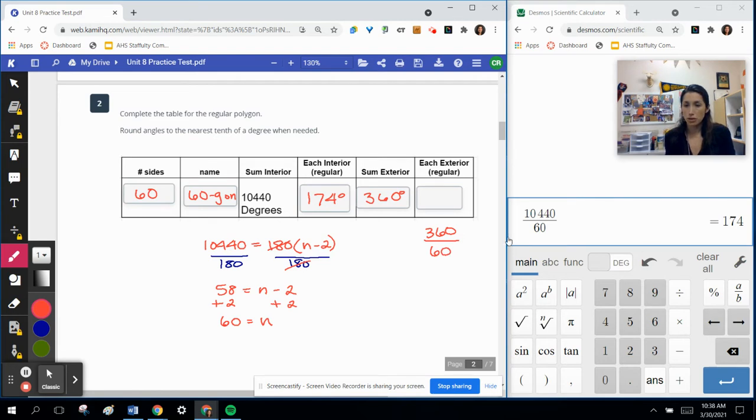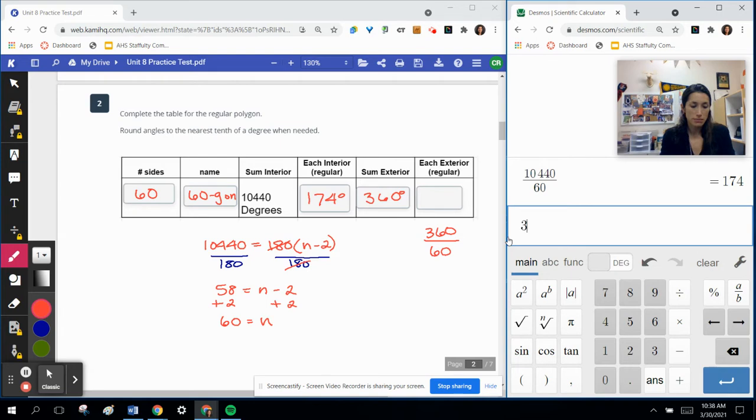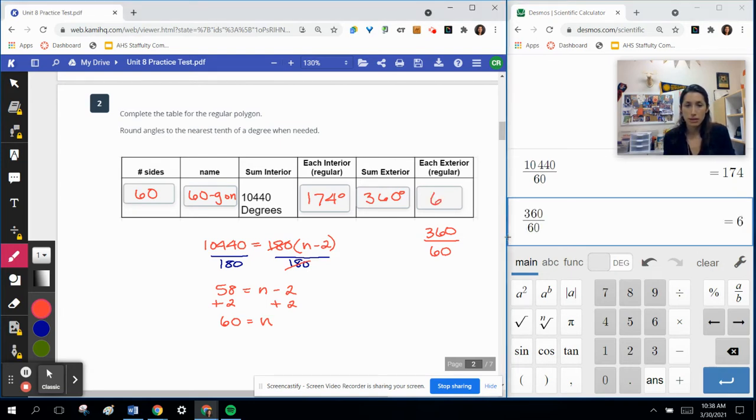Now, 2 ways to do this. If we did 360 divided by 60, we're going to get 6 degrees. And the other thing you can do to check is, do these 2 answers here add up to 180? And they do. Remember, each interior and exterior angle are supplementary. So you could have subtracted 174 from 180 to get 6, or just use that as a way to check your work.